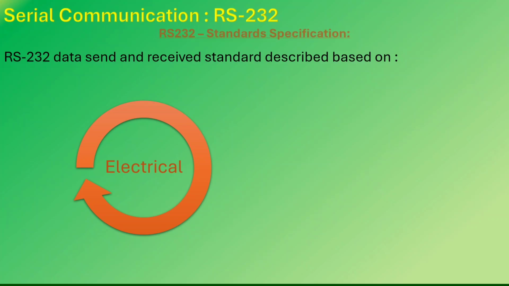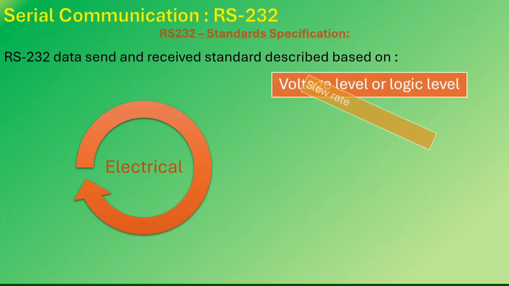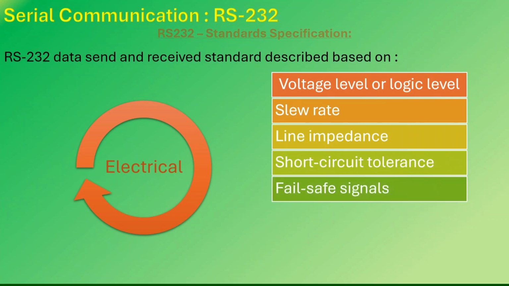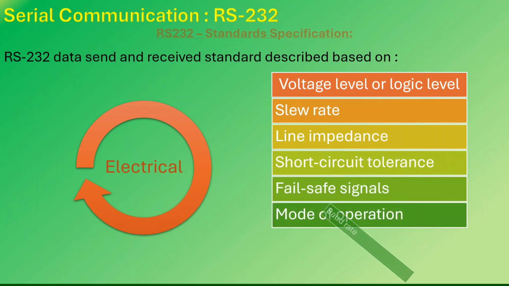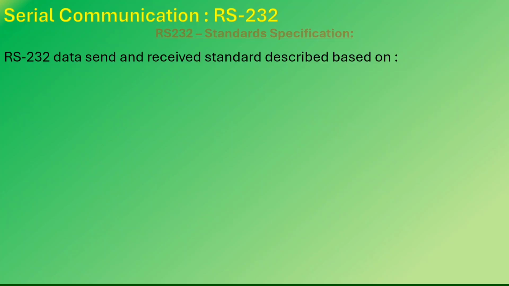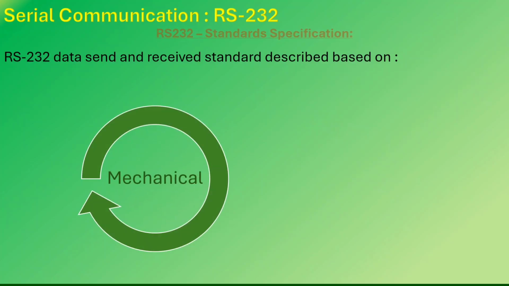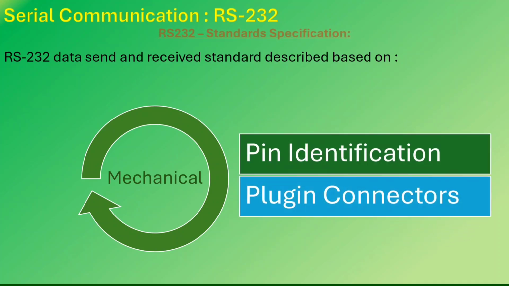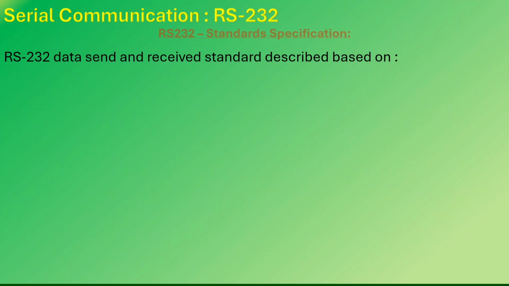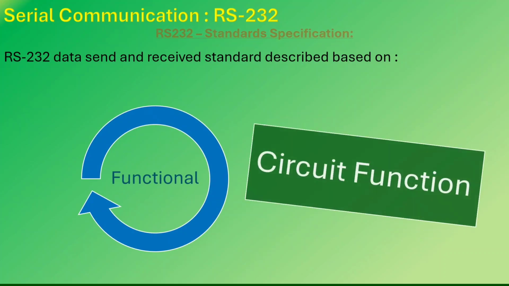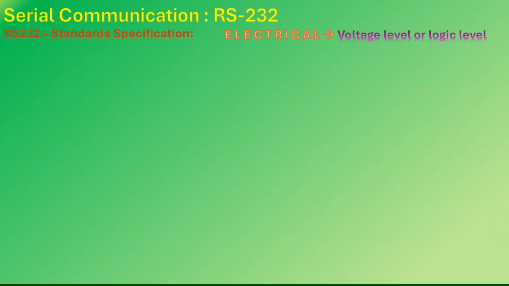Electrical, mechanical and functional. The electrical standard is subdivided into voltage level or logic level, slew rate, line impedance, short circuit tolerance, fail-safe signals, mode of operation, baud rate, logic state. The mechanical standard is subdivided into pin identification and plug-in connectors. The functional standard is subdivided into circuit function. Here is a little overview of each standard.